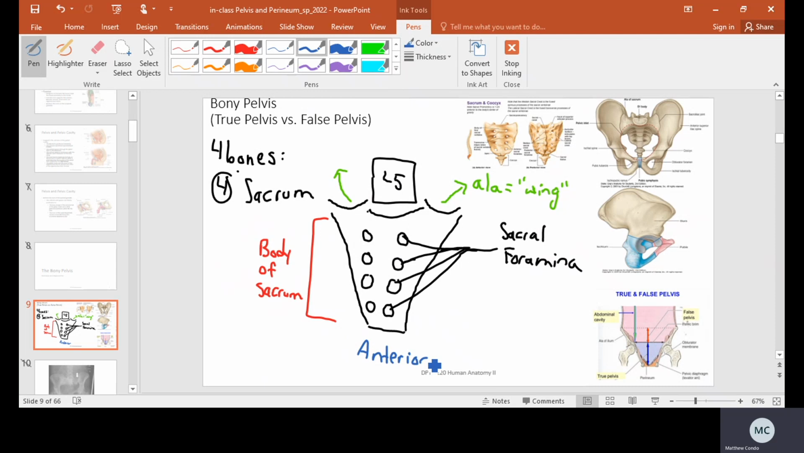It's either ala of the sacrum or sacroiliac. Either way. I think Netter literally calls it sacroiliac, and I think Grace calls it ala of the sacrum. It's healthcare. It's not standard, unfortunately.